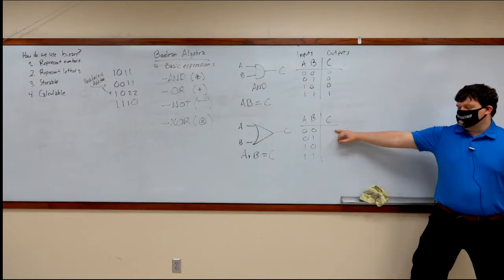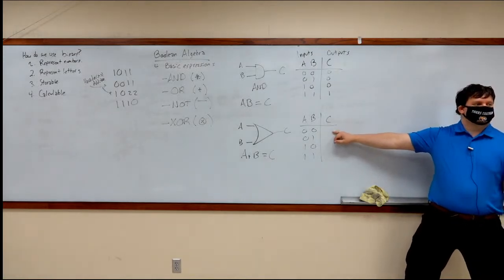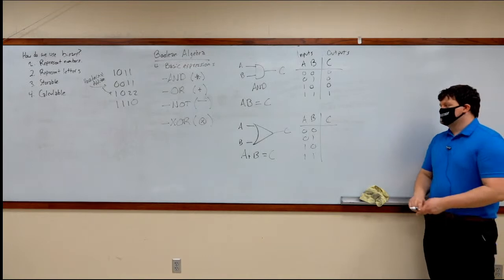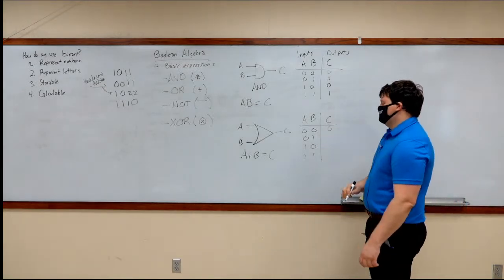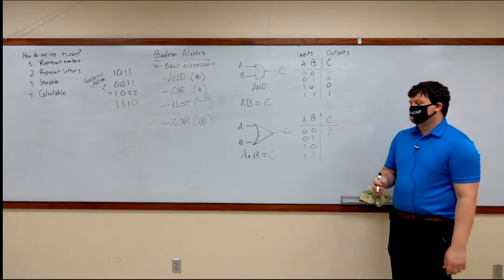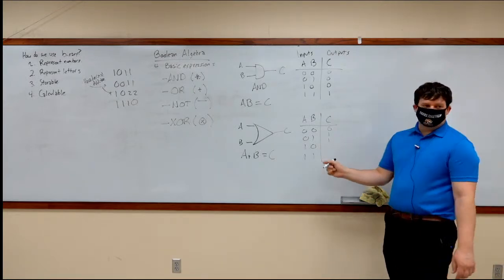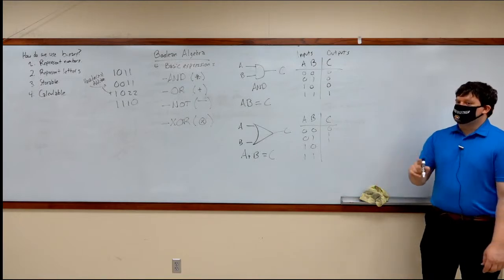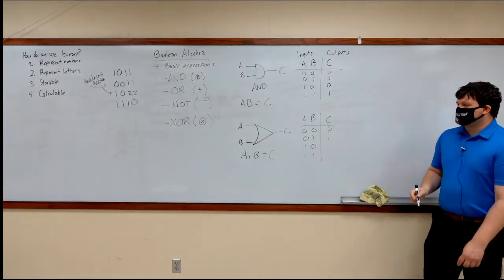So, what is 0 plus 0? It's 0. What is 0 plus 1? It's 1. What is 1 plus 0? It's 1. What is 1 plus 1? It's 2. In a binary system, we represent that as a 1.